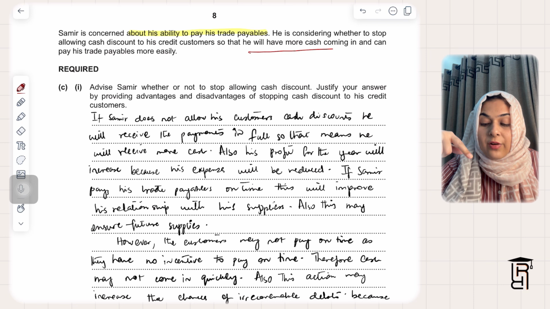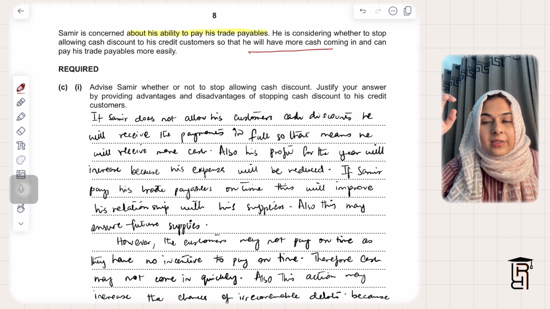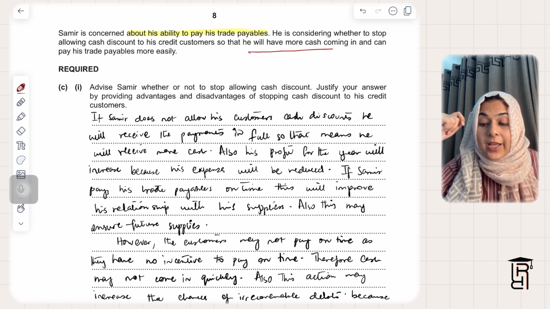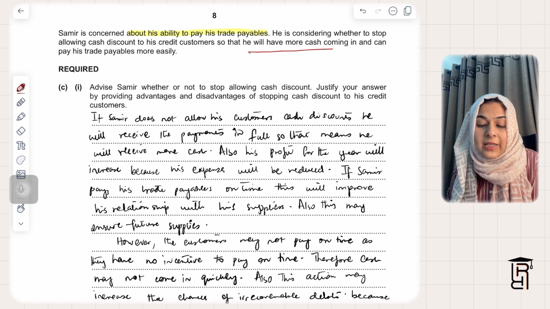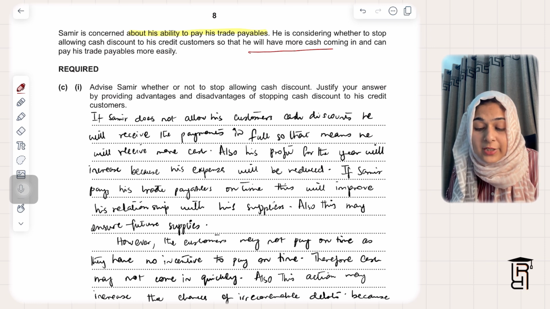But the drawback of this particular proposal is that then why would the customers pay on time? Because we are giving them cash discounts so that they give us the amount in the time frame that we are specifying. So we want the customers to pay earlier as well, right? So basically, if Samir goes with this proposal, he's not offering the incentive of cash discounts to his customers.